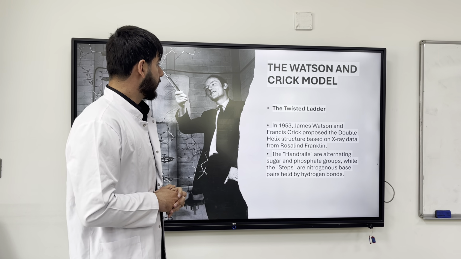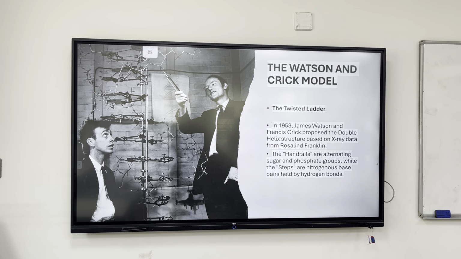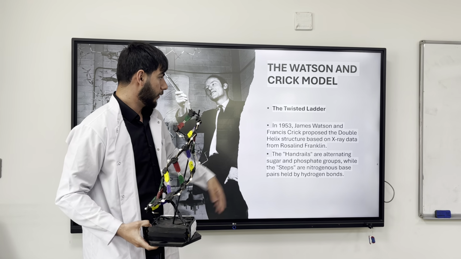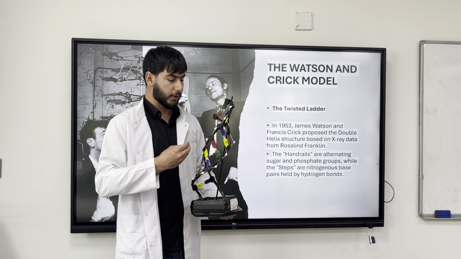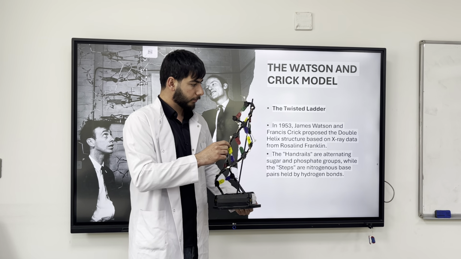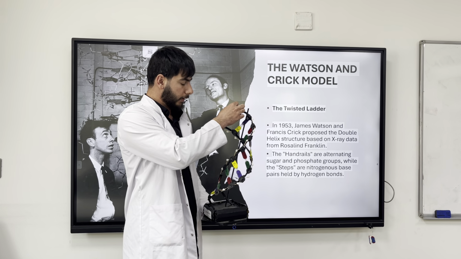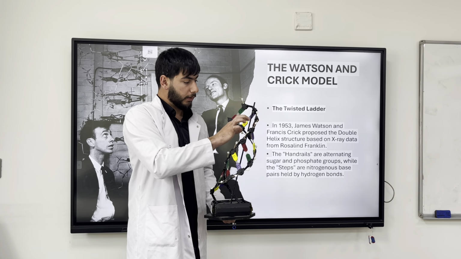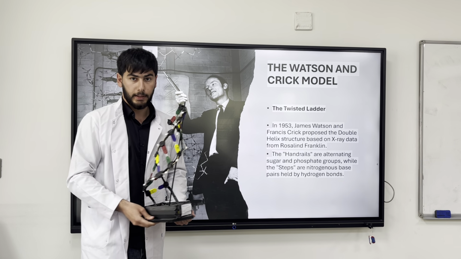And the Watson and Crick model. We have the Watson and Crick model here. In 1953, Watson and Crick discovered the structure of DNA. It is like a twisting ladder. It is twisted, and if you see, we have the backbone. In the backbone, we have phosphate group and sugar, and in the middle, we have the nitrogen bases. This is the structure of DNA.